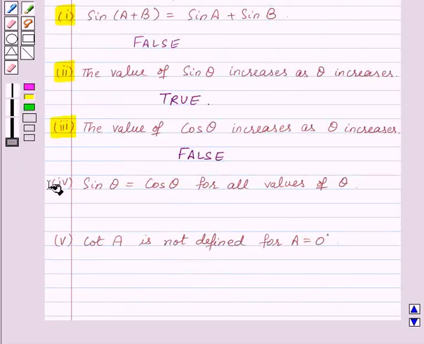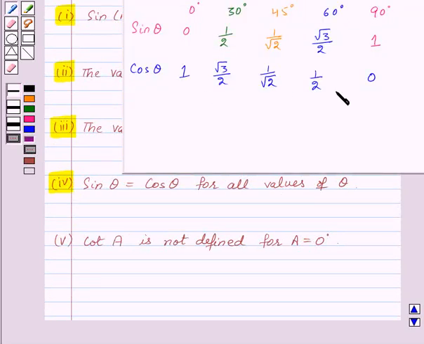Fourth statement given to us is, sine theta is equal to cos theta for all values of theta. Let's see this table which we made for the last two statements. Here, for theta equal to 0, sine theta is 0 and cos theta is 1. So that means for 0 degrees, sine theta is not equal to cos theta. For 30 degrees again, sine theta is not equal to cos theta.